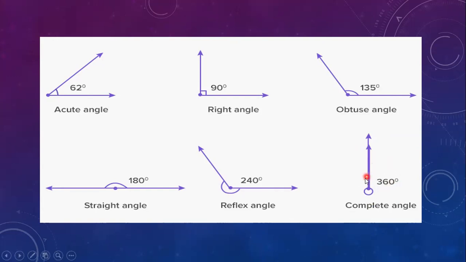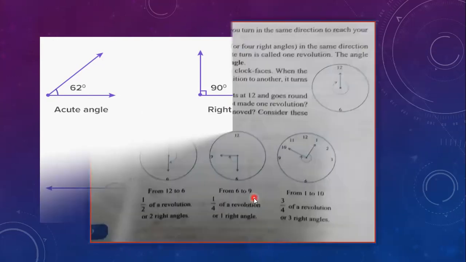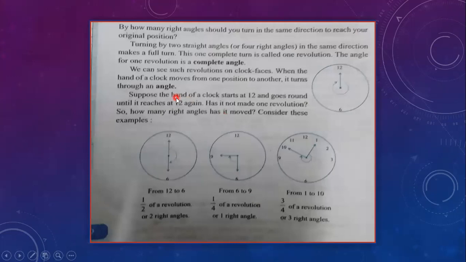Next you can see here complete angle. A complete angle means where exactly 360 degrees will measure. So this is the example for 360 degrees. These are the examples of types of angles. Now, normally when we turn or when we stand, how the angles will form, how a right angle will form, and what is a revolution, all that we are going to see here.